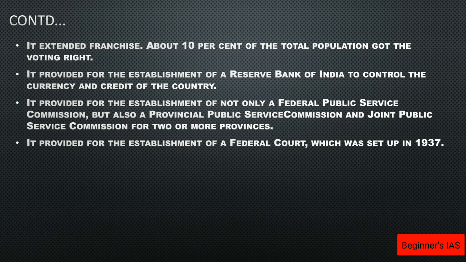So that is different. Let us see the next point. It provided for the establishment of not only the Federal Public Service Commission, and also introduced the Provincial Public Service Commission, which means a State Public Service Commission, the present day State Public Service Commission. And also it introduced the Joint Public Service Commission for 2 or more provinces. And also it provided for the establishment of the Federal Court, which was set up in 1937.